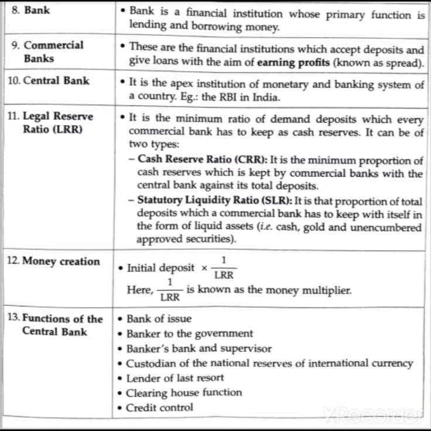Chapter 6, that is banking, in class 12th in macroeconomics. This chapter has topics which are as follows: what do you mean by bank, what is commercial bank, what is central bank, what are the various functions of commercial bank, what are the various functions of central bank, credit creation by commercial bank.